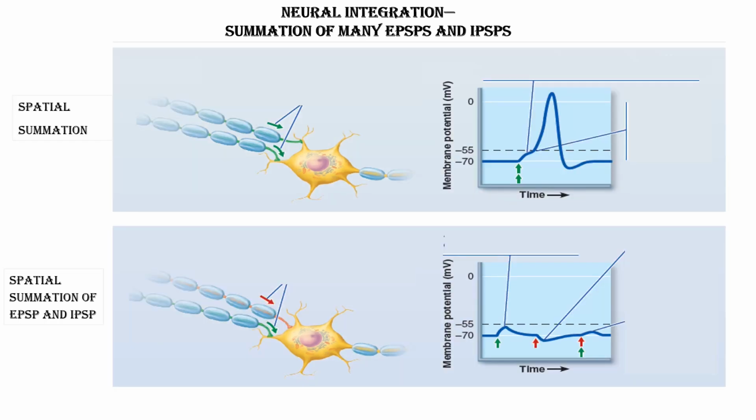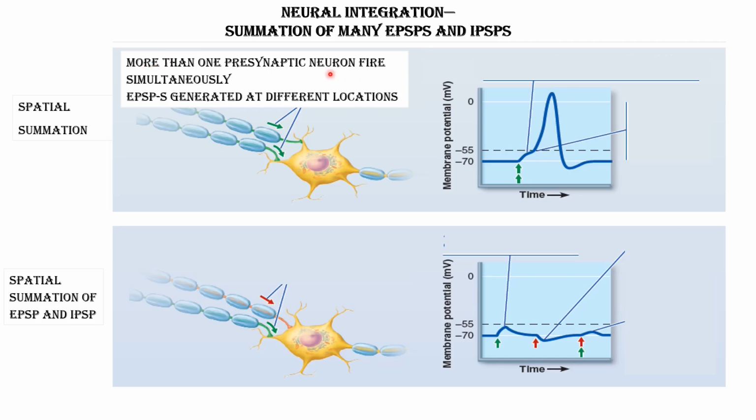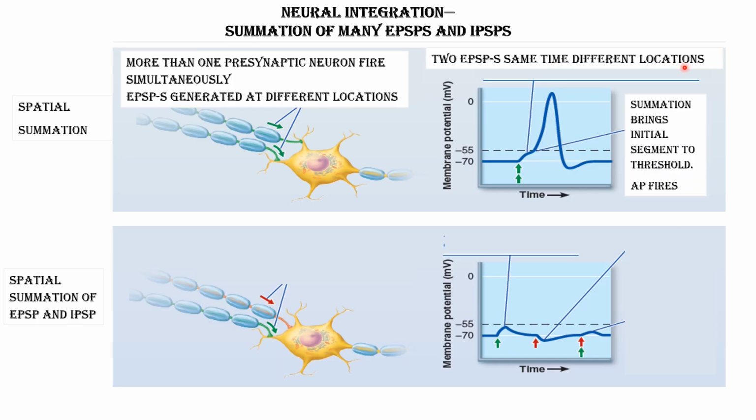Now, a similar case can happen with spatial summation. Imagine there are multiple presynaptic neurons making connections with this single postsynaptic neuron. So what happens is more than one presynaptic neuron fires simultaneous EPSPs at different locations on the same postsynaptic neuron. So two EPSPs at the same time appear from different locations. This leads to the summation of the EPSPs and an action potential is fired.